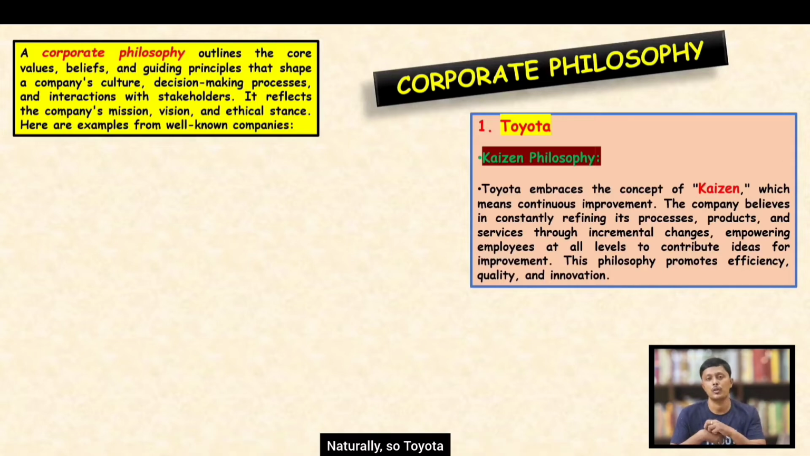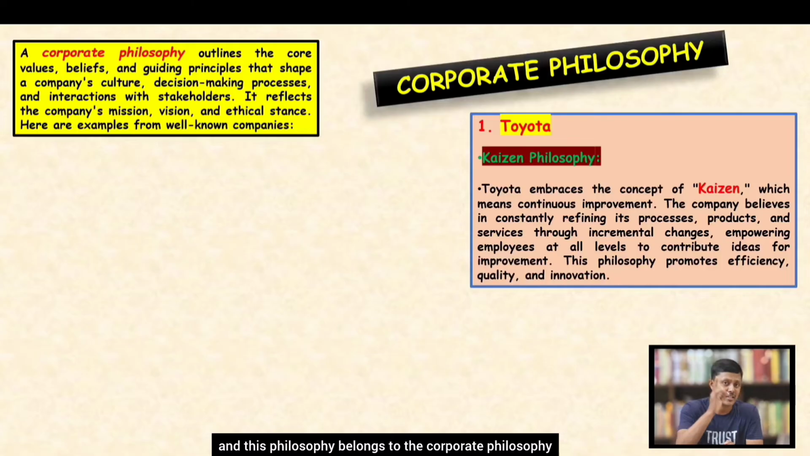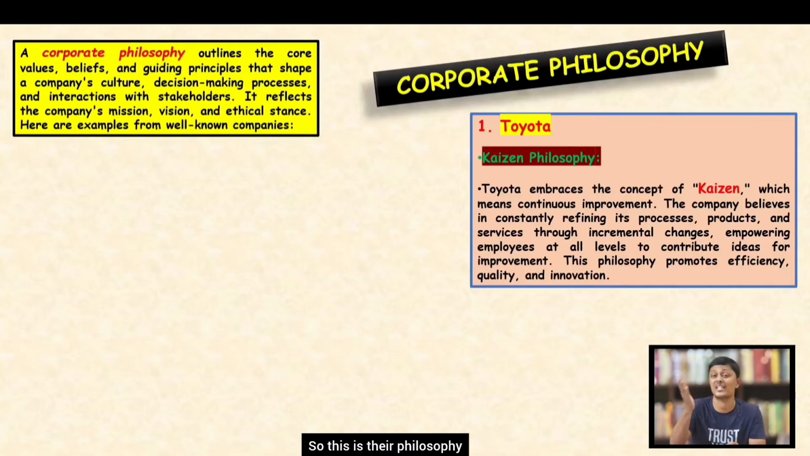Naturally, why does Toyota become such a huge company? Because it follows the basic principles. It follows the Kaizen philosophy, and this philosophy belongs to the corporate philosophy. So this is their philosophy.